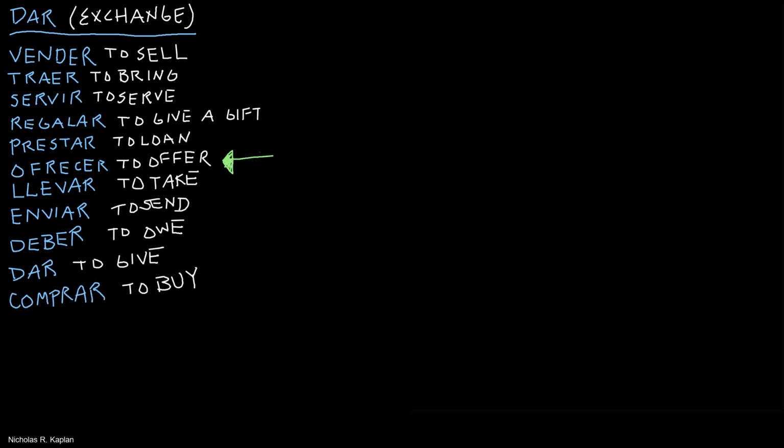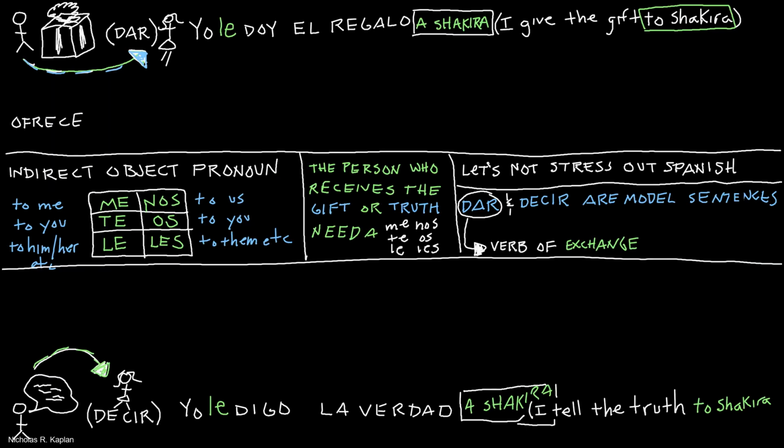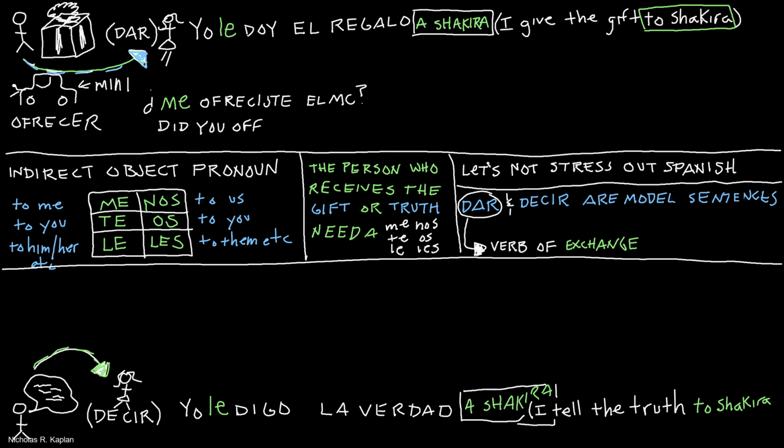Let's look at an example with another verb, maybe ofrecer, to offer. And Shakira and I are talking, and all of a sudden, I think I hear something, and so I clarify, and I say, me ofreciste? Did you offer the Mini Cooper to me? Right? So we're clarifying. So we can't just say, did you offer? Because who would she be offering it to? So to clarify, so that we don't lose the information, did you offer the Mini Cooper to me?